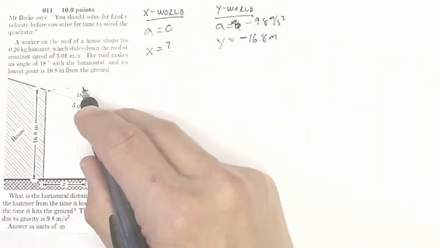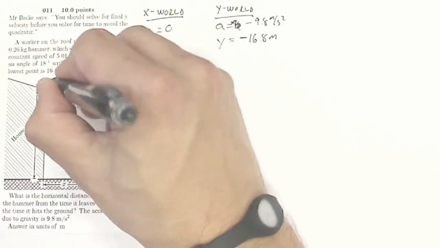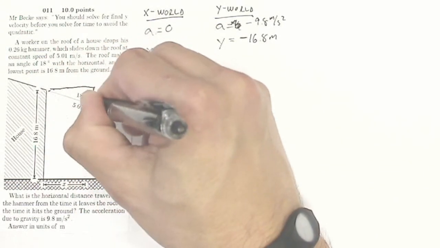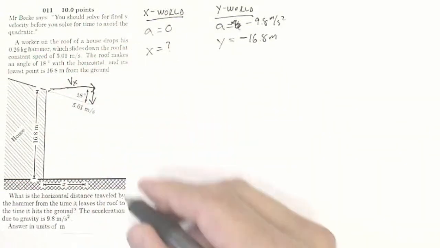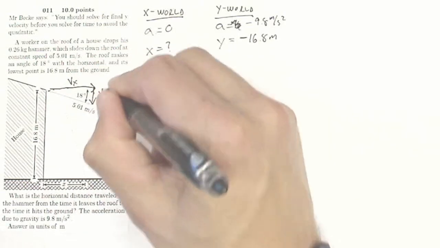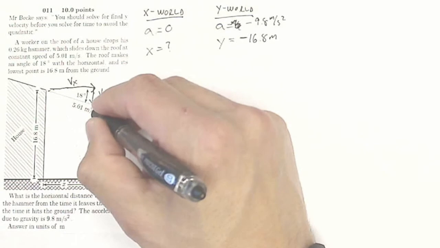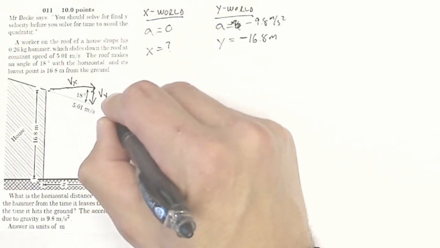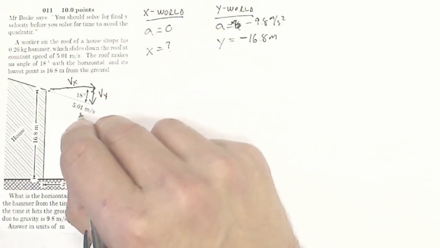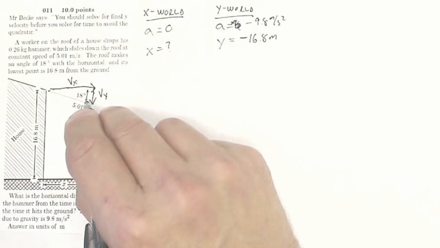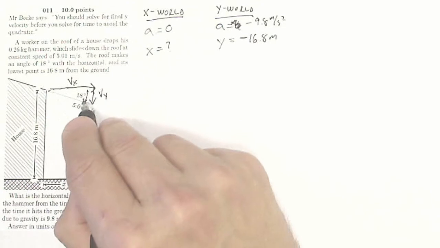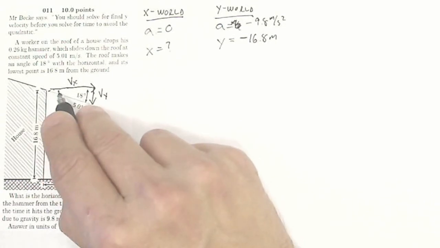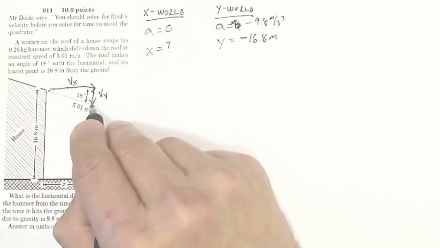The other thing I know is this 18 degrees and this 5.01, that makes a right triangle, where this is my velocity in the X direction, and this is my velocity in the Y direction. Notice it's pointing down. So my velocity in the Y direction is going to be my total velocity times the sine of 18, and my velocity in the X direction is going to be my total velocity times the cosine of 18. But I know that X is positive and Y is going to be negative.